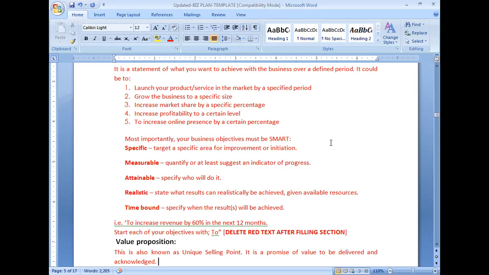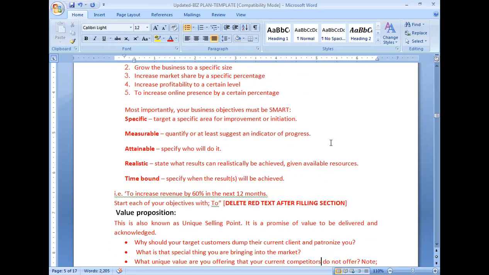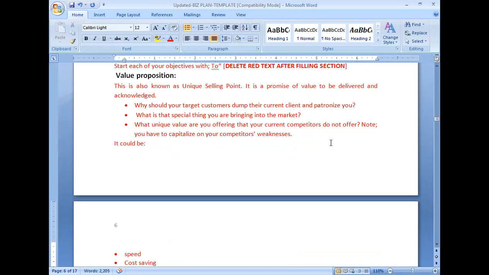What we mean by SMART objective is that your objective should be specific, it should be measurable, it should be attainable, and it should be realistic and time-bound. If you take a look at the examples I gave you, they are very, very realistic examples.